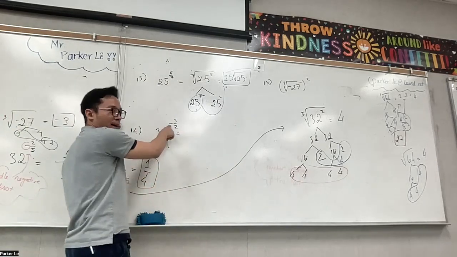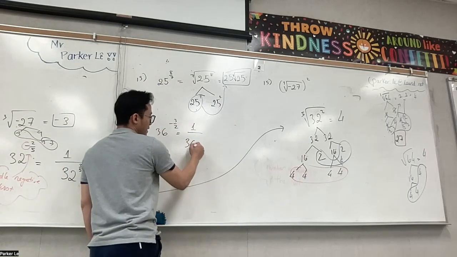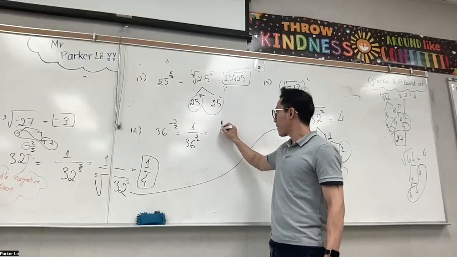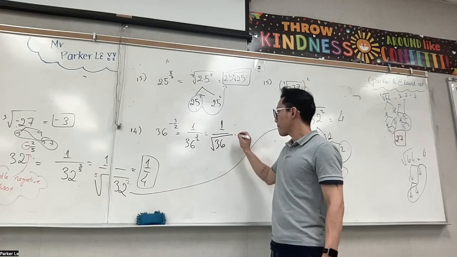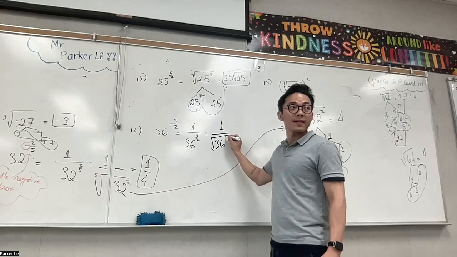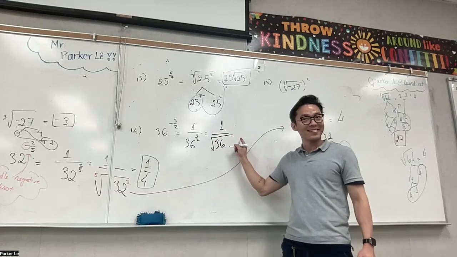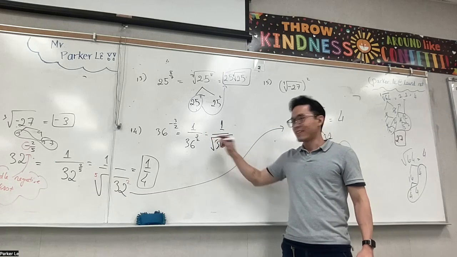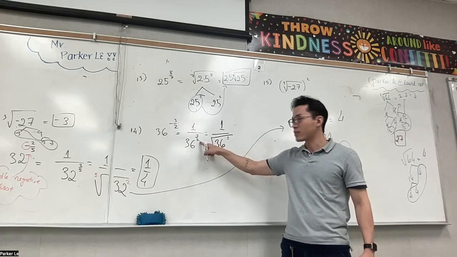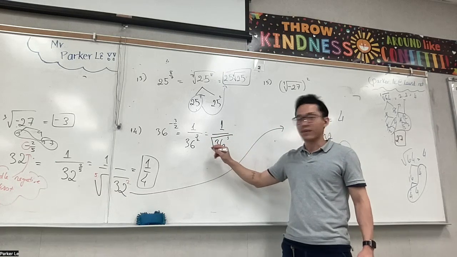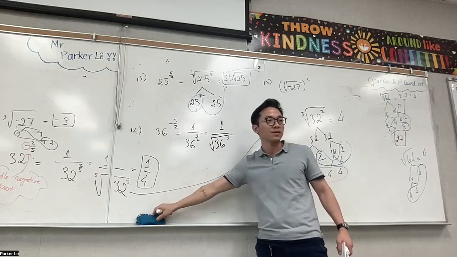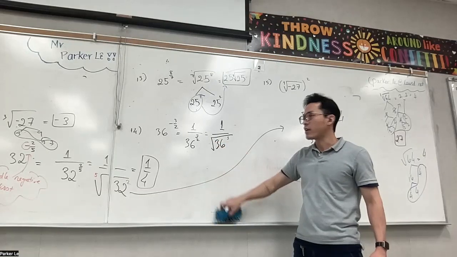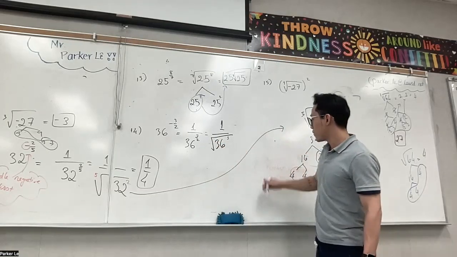Flip, very good. Take care of the negative first. So flip 36 to the power 3 halves. Okay, what next? 36 square? Where's the top number going to? Yeah, it's 3, right? And then where's the 2 going? That's the root power, so that's the square root. Do you need to write number 2 here? No, you don't need to. Just square root. When there's no number, that's a square root. Now, what is the square root of 36? 6.